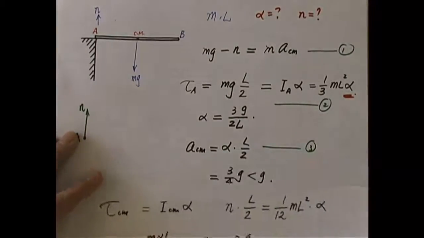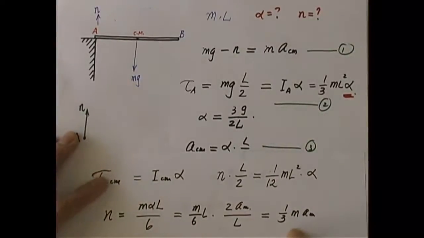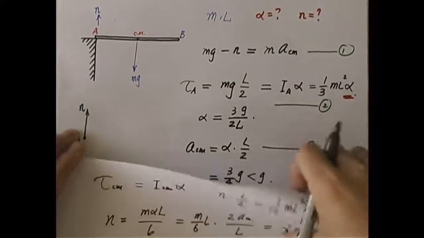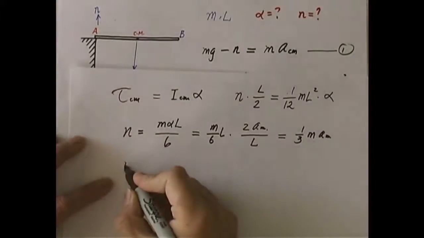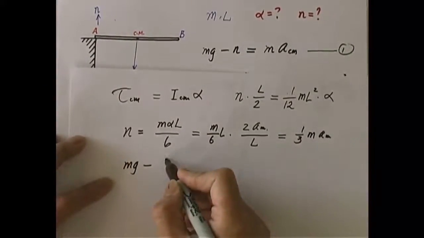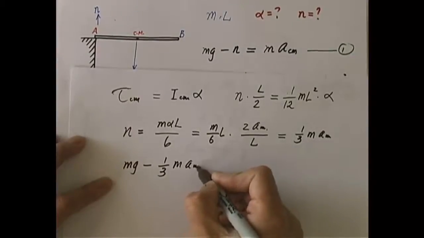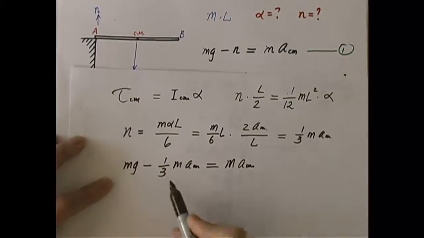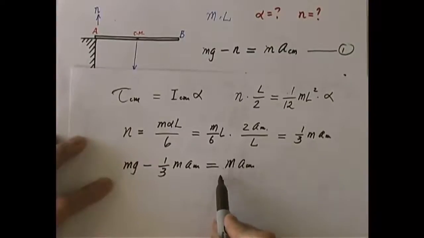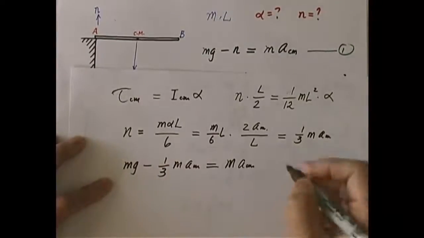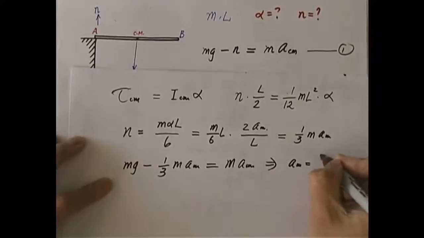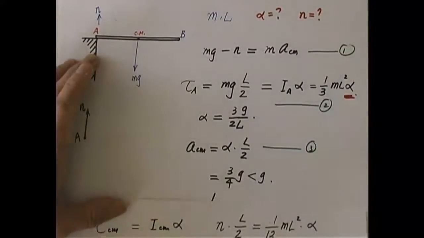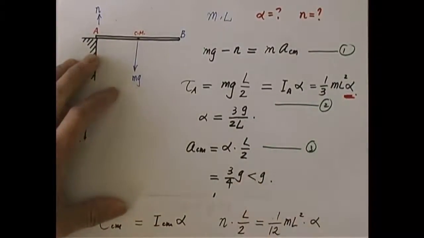Now that's better, because I can now plug this n equals 1/3 m ACM into the first equation here, which will give me ACM. Let's do that. So mg minus n, which is 1/3 m ACM, equals m ACM. There we go. Let's solve for ACM. You move that 1/3 over there, that's 4 over 3. Cross out m and flip it over, you get ACM is 3 over 4 g. That is exactly the same answer as we got here. ACM equals 3/4 of g.